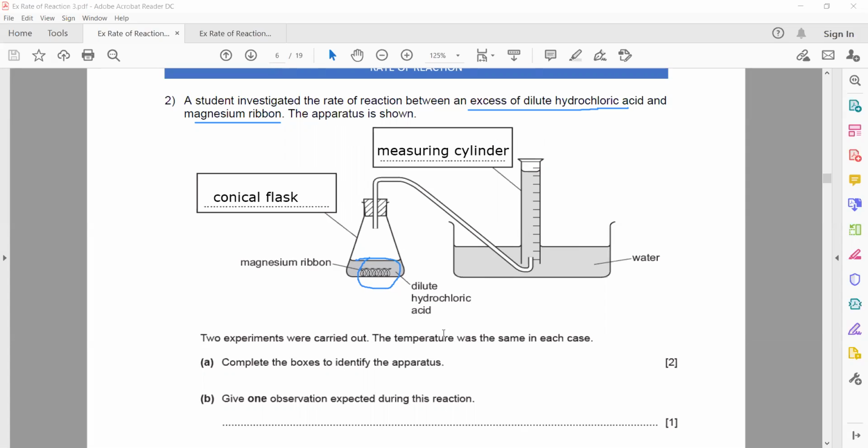Give one observation expected during this reaction. As we know, when a metal reacts with an acid, it will give hydrogen. This you will learn in the acid chapter. Metal plus acid gives salt plus hydrogen. And whenever a gas is given off during a chemical reaction, what you will observe is bubbles. The gas passes through a delivery tube and is collected here.